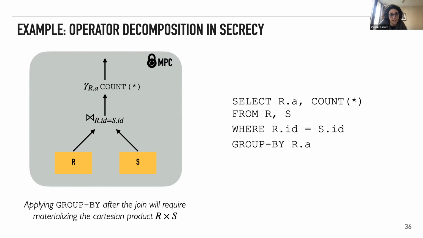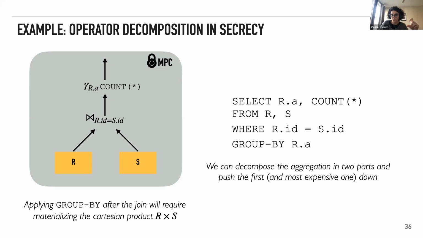Another logical optimization that makes sense under MPC is decomposing join aggregation. So let's say we have a query that has an equality join on ID and then an aggregation on a different attribute of the left relation. If we implement this plan under MPC, we'll have to materialize the join result, because again, the group by needs to sort the output of the join.